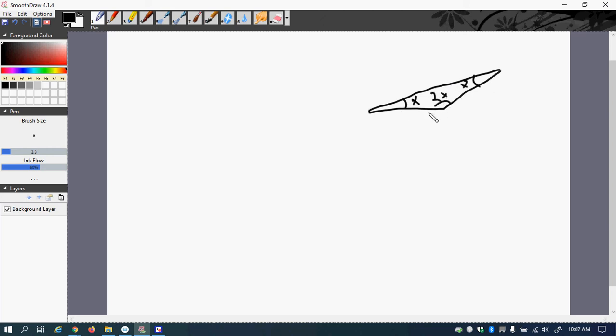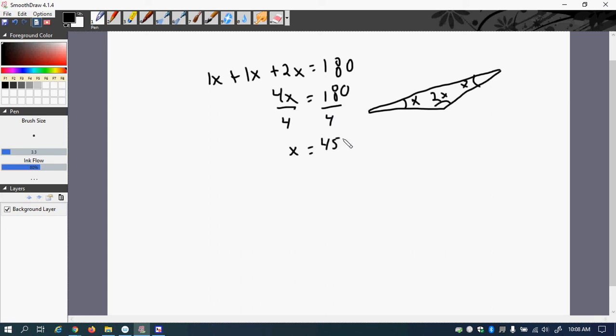Well, I'm not telling you any of the angles, am I? But we could still solve it because we can take our variables, x angle plus x angle plus 2x angle, and that has to still equal 180 degrees. So I add all my x's together, so that's 1x and 1x and 2x makes 4x. So that's 4x equals 180 degrees. Now I can divide by 4, and so x is what? 45 degrees.